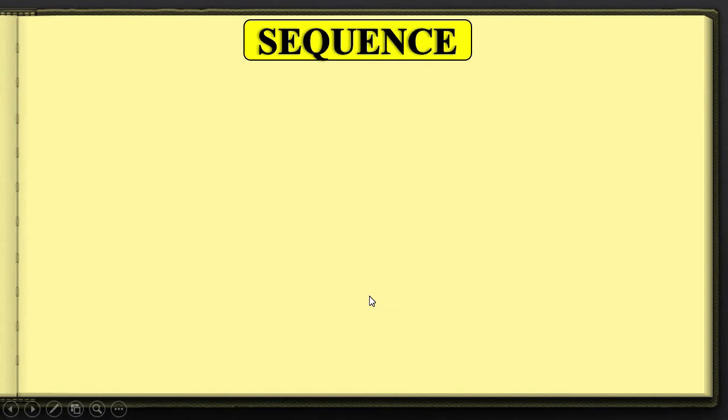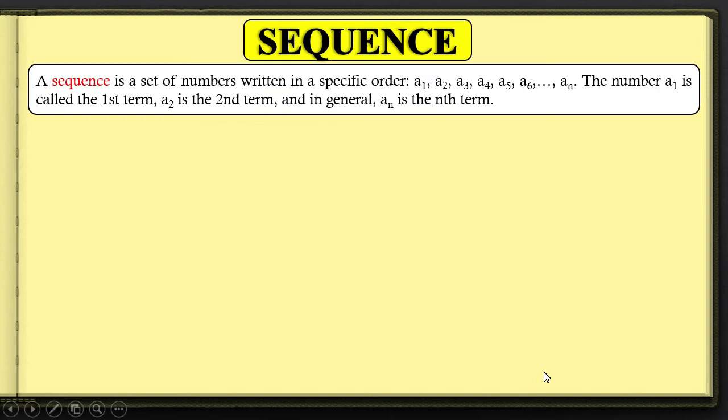What is a sequence? Basically, we can define a sequence as a list of numbers. In our definition, the number a sub 1 is called the first term. The subscript represents the order of the term in the sequence. In general, a sub n is the nth term.